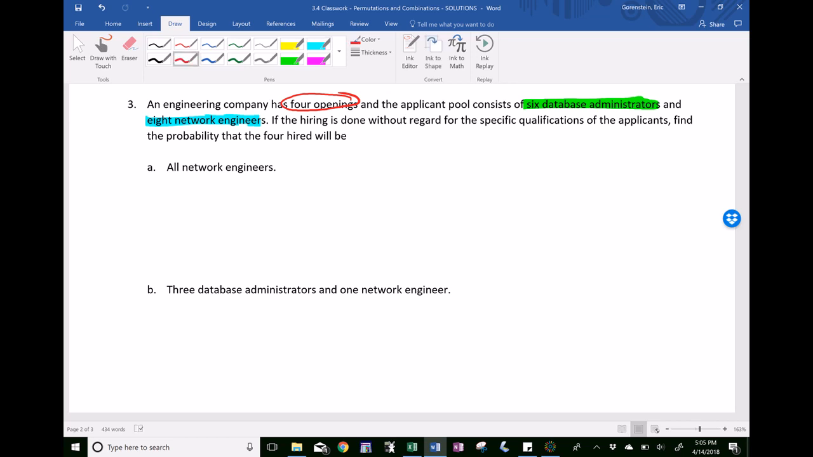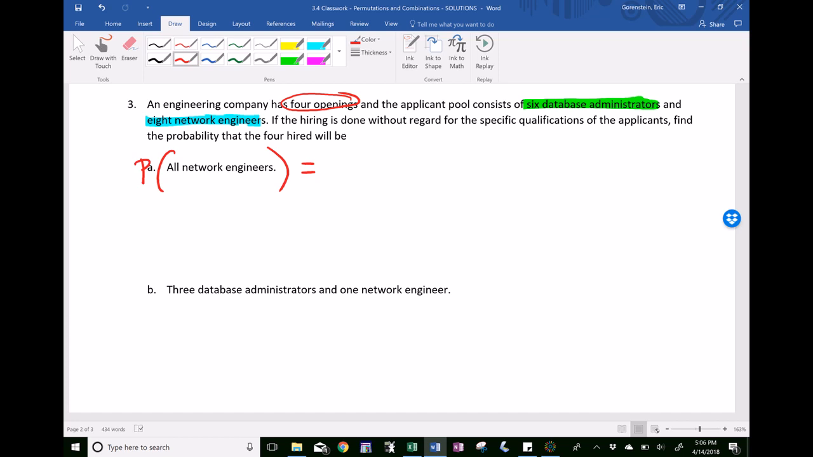Okay, so basically, we're looking for the probability that this happens. Okay, so how many ways can we choose 4 network engineers? How many ways can we choose 4 people in total? So that's our definition of probability. It's the number of ways our event could happen.